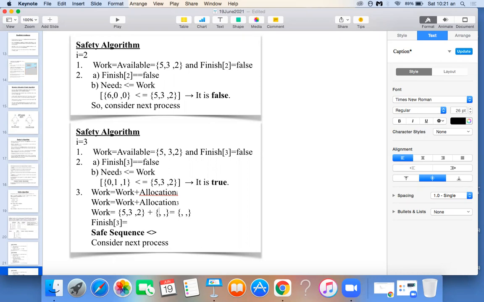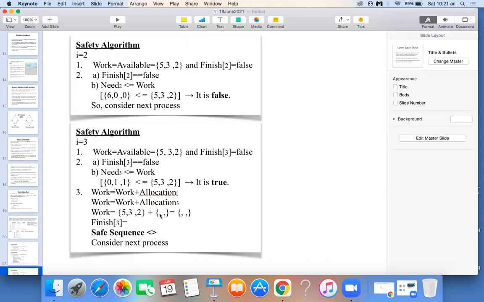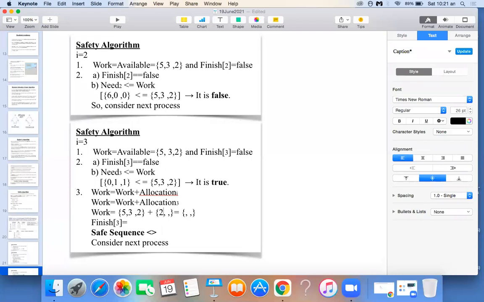So what is your allocation value? So you have to check in your problem. Correct? Allocation of 3. What is allocation of 3? 211. Right, correct. So use that value here. 2, 1, 1. So add and tell me what is the answer? 7, 4, 3. Correct. Right. Okay.